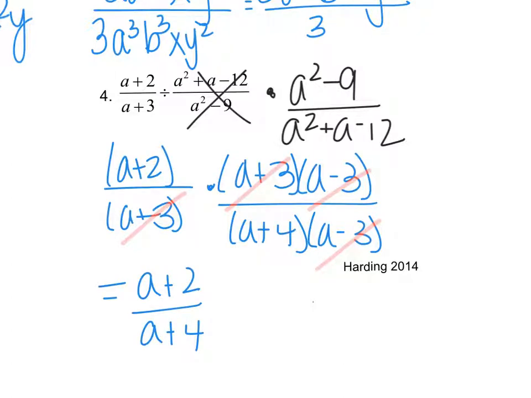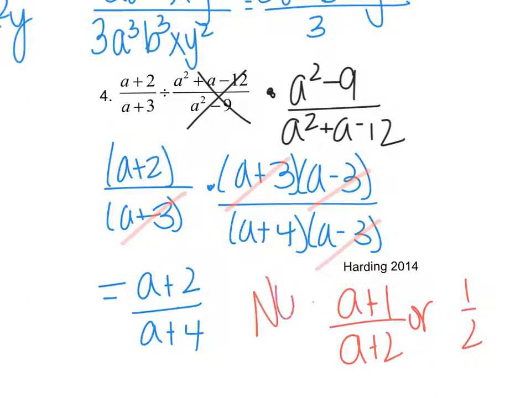Okay, so we should have gotten a plus 2 over a plus 4. A very common mistake that students make here is that they'll cancel the 2 and 4 and they'll do a plus 1 over a plus 2, or they'll cancel out the a's and they'll get 1/2. These are all things you do not want to do. Okay, remember that you cannot cancel.